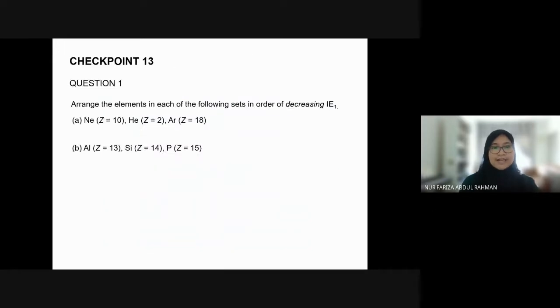Tiba-tiba ada soalan. Arrange the element in each of the following sets in order of increasing ionization energy. The first ionization energy. Okay, alright. So I give you 3 minutes for you to complete this checkpoint. Okay, later I'll call up names for you to read out your answer. Okay, alright. Okay, please complete this checkpoint, guys.